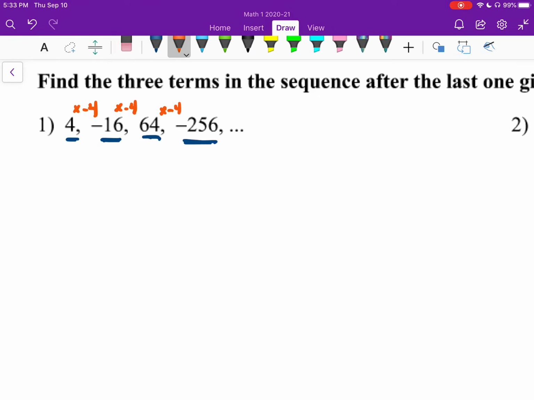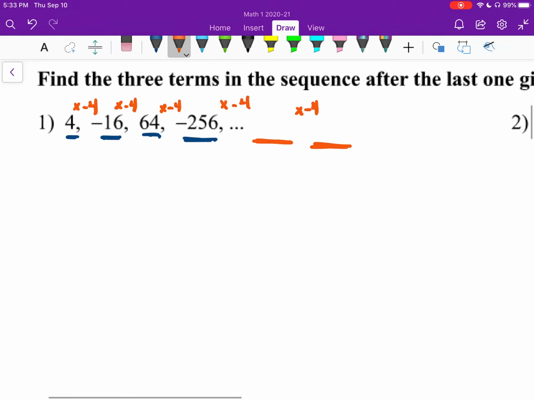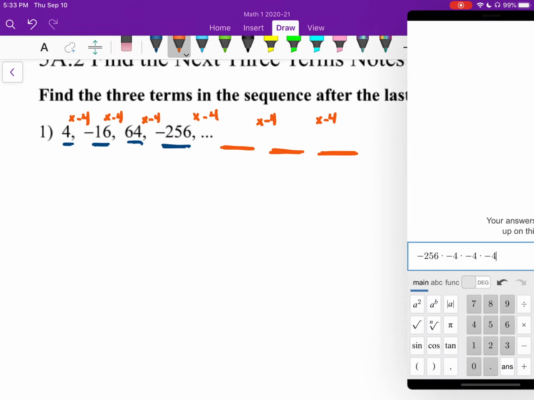So the directions say to find the next three terms. To get the next term, I'm going to take negative 256 and multiply by negative 4, and that'll give me a blank. Then times negative 4 again, and I'll get another blank. And then times negative 4 again, and I'll get another blank. So let's get a calculator.